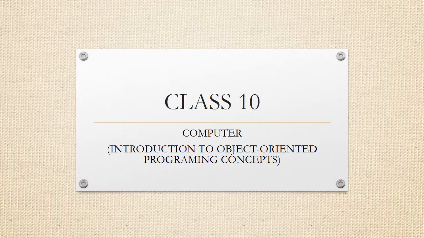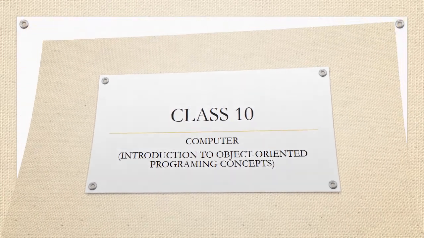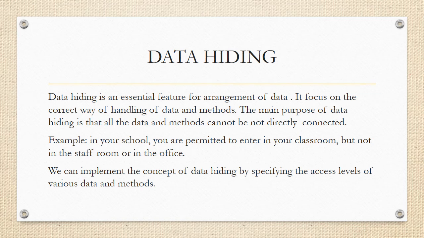What is data hiding? Data hiding is related to the concept of encapsulation and abstraction. Data hiding is an essential feature for arrangement of data. Arrangement of data means it is responsible to handle the data and methods.